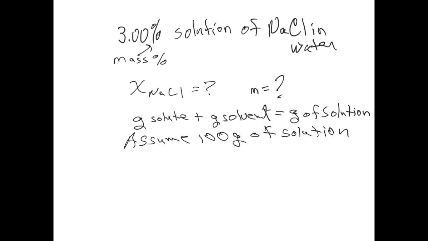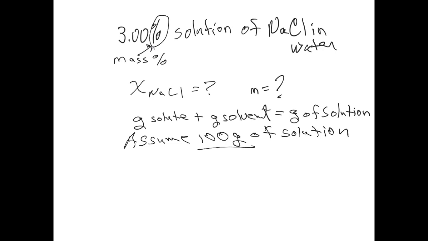And 100 is pretty handy because percent means per 100. And that per 100 can be a nice amount of solution to assume. Now, this is the part that makes people feel uncomfortable because they think, especially if you haven't done this before, that if you assumed a different amount you'd get different answers, but you won't. A 3% solution is 3%, whether we're talking about 100 grams of solution or 1,000 grams of solution or 5,000 grams of solution. It's still 3% of that solution is sodium chloride.